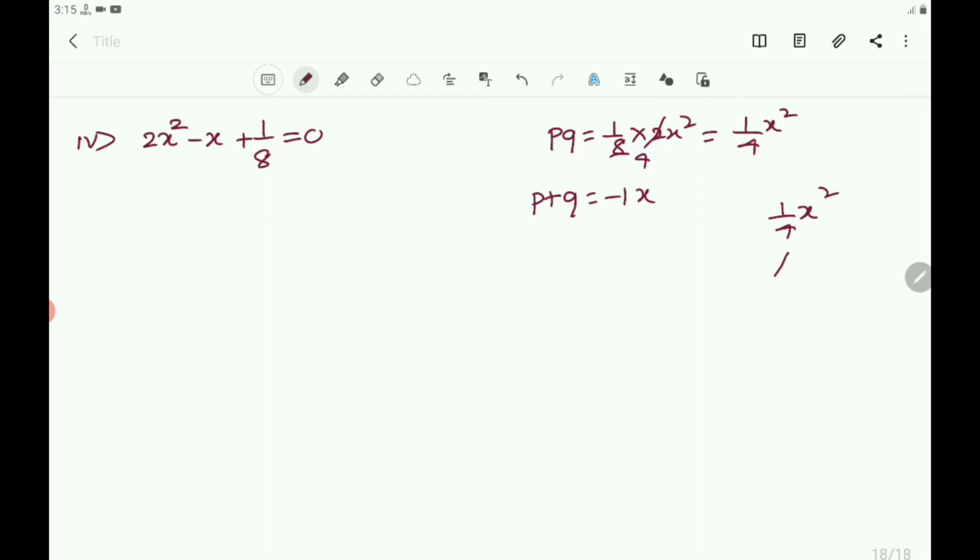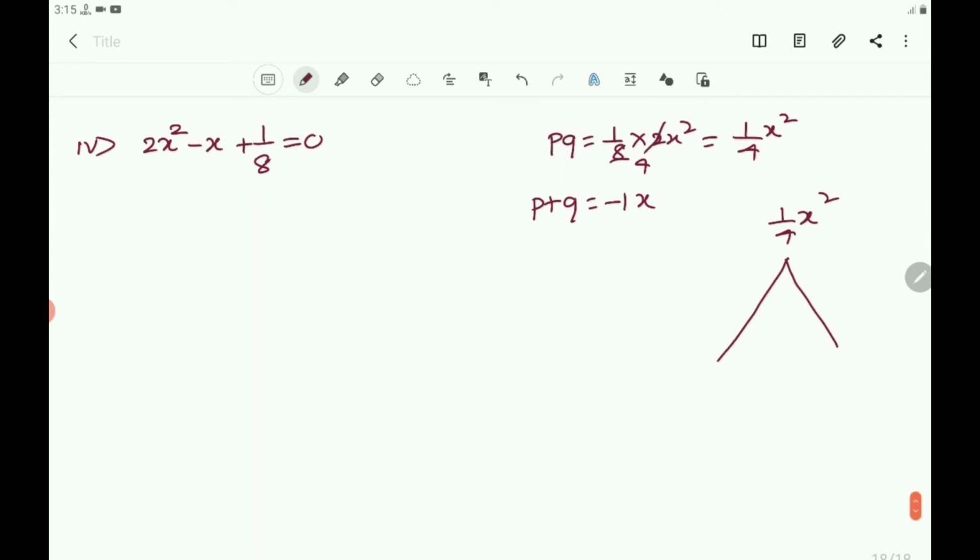As the product is positive, both the terms have the same sign, and the middle term has a negative sign, which means you must take the negative sign for both, and the sum of the terms. Same sign means sum. You know that half plus half is 1, half into half is 1 by 4. So you take half x minus half x equals minus 1x, and half into half is 1 by 4. So you take 1 by 2x into 1 by 2x, which means x by 2 you can take.